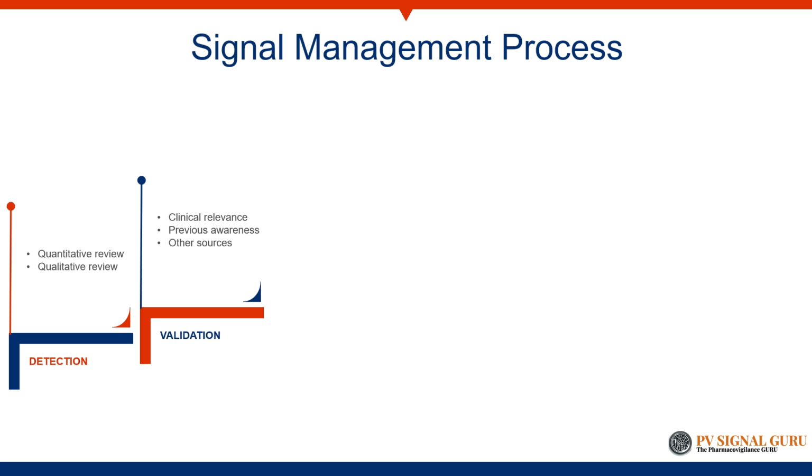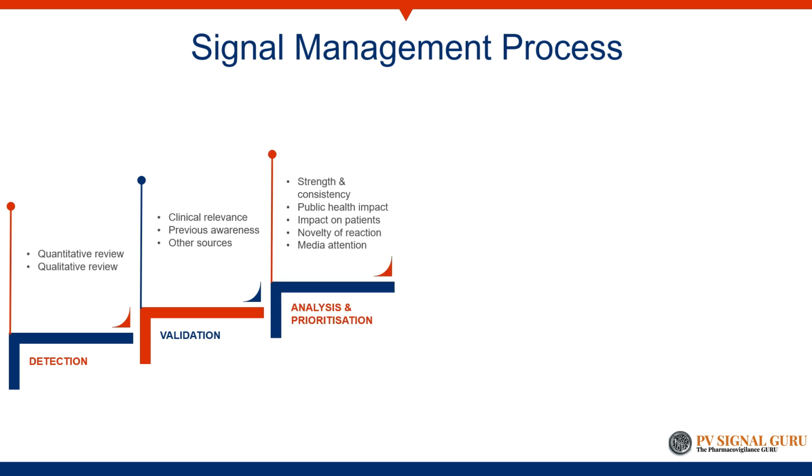Once a signal is validated, we perform signal analysis and prioritization. Here, the strength of evidence, clinical relevance, and potential public health impacts are evaluated. The factors considered are the severity, the frequency, and impact on patients. And the outcome, what we are trying to see over here, is based on the available information, how do we prioritize the signal, and then what is the urgency of the actions that we need to take.